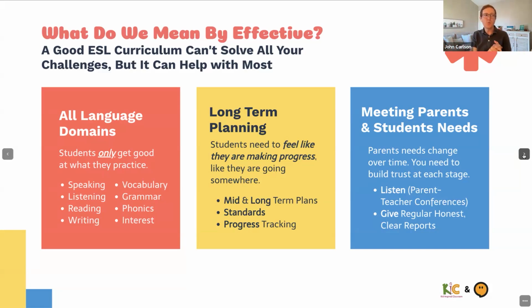Standards. So, what kind of standards do we have at each level, at each step of the way? Are students reaching these standards or are they falling short of them? Do they need more practice in different areas? Those standards are what's going to help you communicate with parents about how much progress students are making. And then progress tracking, where you are actually tracking how they're doing in all these different areas and what areas they need improvement in.